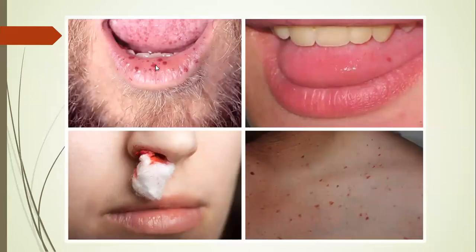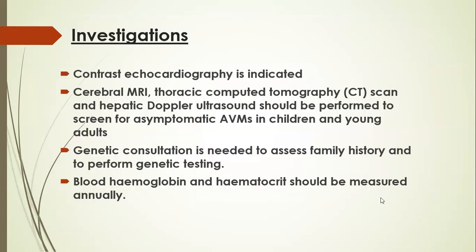You can see the multiple telangiectatic lesions on the tongue and the lips, and there will be epistaxis and similar lesions on the trunk. Contrast echocardiography is indicated. Cerebral MRI, thoracic CT scan, and hepatic Doppler ultrasound should all be performed. For asymptomatic AVM in children and young adults, genetic counseling is needed to assess the family history and perform the genetic testing. Blood hemoglobin and hematocrit should be measured annually.